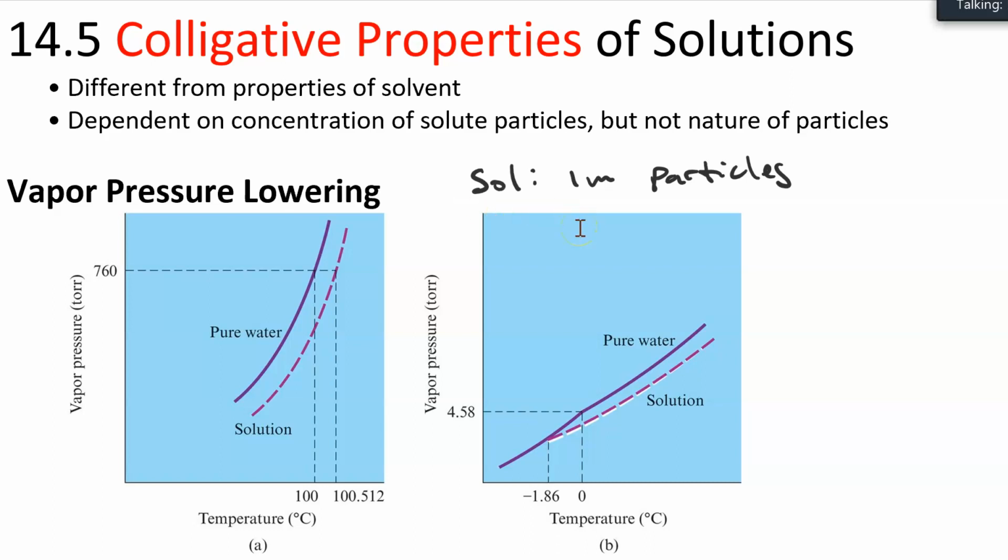So, for instance, at a temperature of 100 degrees Celsius, this is the vapor pressure of the solution, and this is the vapor pressure of pure water. So it's lower. At a temperature of 0 degrees Celsius, the vapor pressure of the solution is also lower than the vapor pressure of pure water. And look at these numbers. 100.512, that's the boiling temperature of a 1 molal solution. And negative 1.86, that's the freezing temperature of that 1 molal solution.